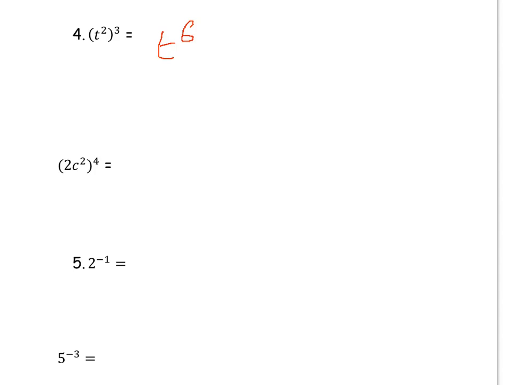Let's look at a slightly more difficult example. So in brackets 2c squared all to the power of 4. So firstly, look at the power bit. So 2 times 4 is 8 because you multiply the powers. But then you've also got to do 2 to the power of 4, which means 2 times 2 times 2 times 2. Well, 2 times 2 is 4, times 2 again is 8, times 2 again is 16. So it's 16c to the power of 8.